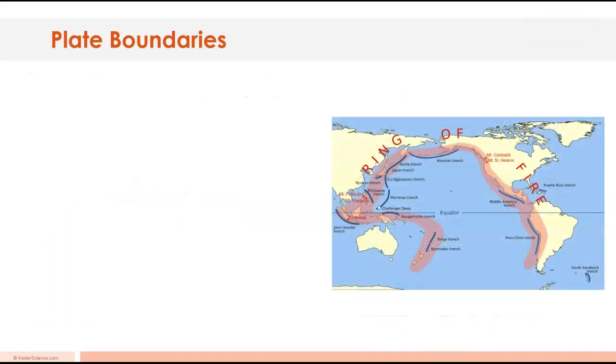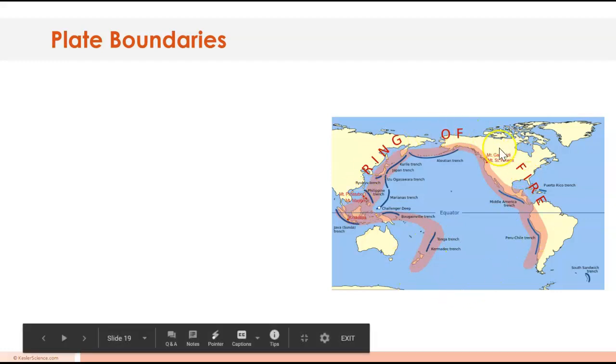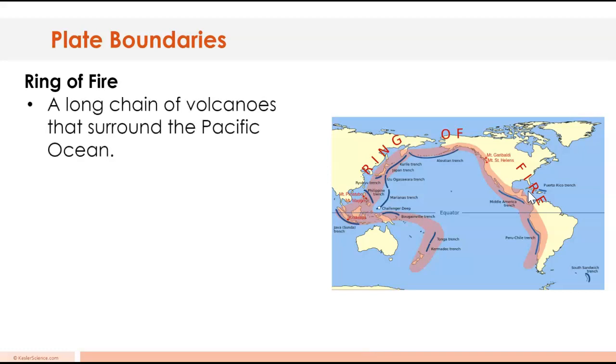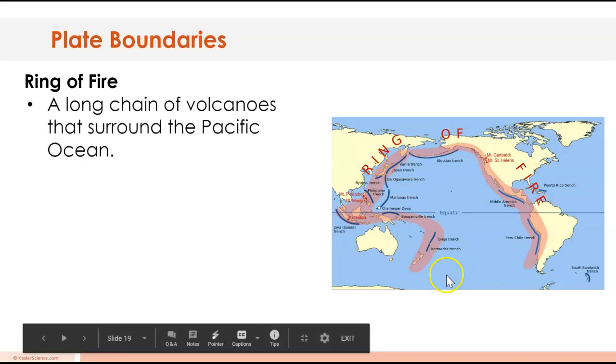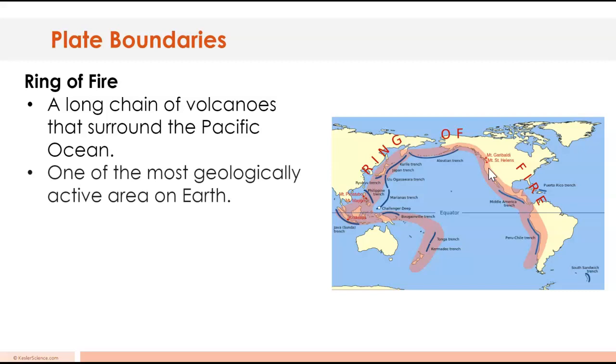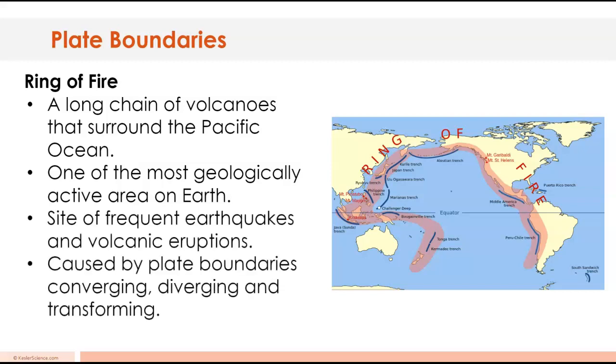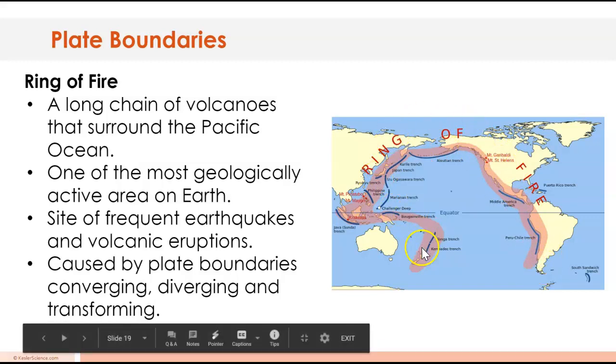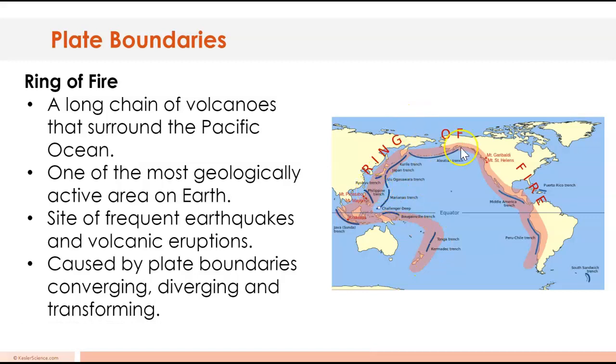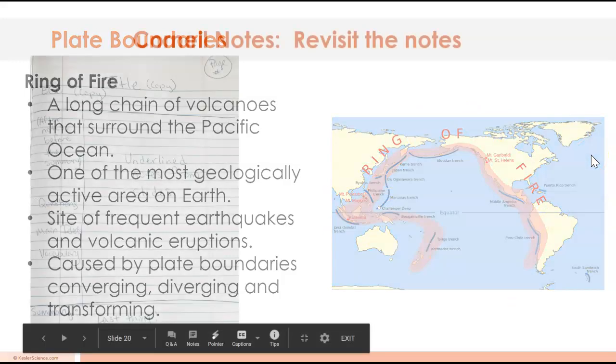All right, and then last but not least, we have something called the Ring of Fire. It's a very interesting place geologically. It's a long chain of volcanoes that surround the Pacific Ocean. Here's us right there, so we're part of the Ring of Fire. It's one of the most geologically active areas on Earth, and it is just riddled with volcanoes and earthquakes. It's because there are a lot of oceanic plates hitting continental plates all along here, and we get a lot of action. We've got converging, diverging, and transform boundaries, and it just makes this thing called the Ring of Fire.